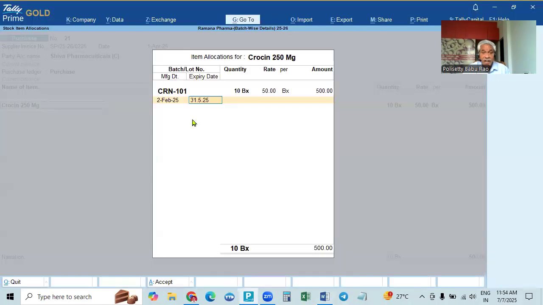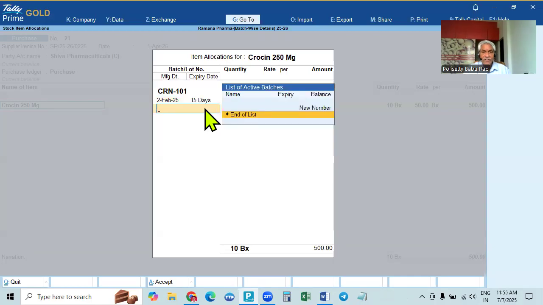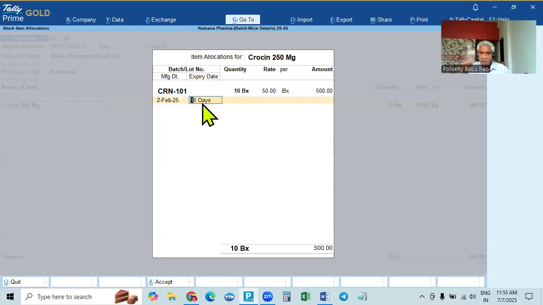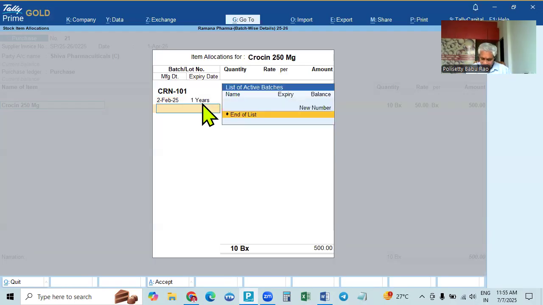Sometimes the expiry date can be given in a period also. For example, if it is 15 days or 30 days, give 15D. If you give 15D, it will take 15 days. For a month, you have to give M. If you give 1M, it will take 1 month. 6M will take 6 months. If you give 1Y, it will take 1 year, and 2Y will take 2 years.